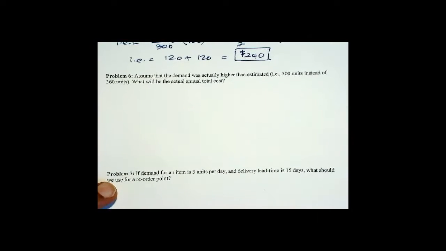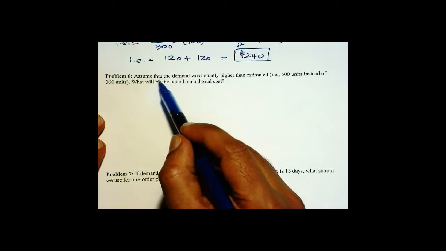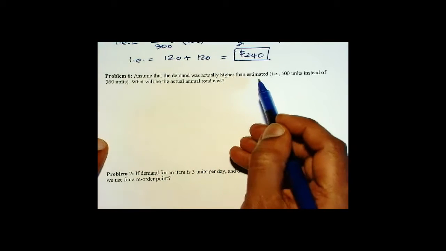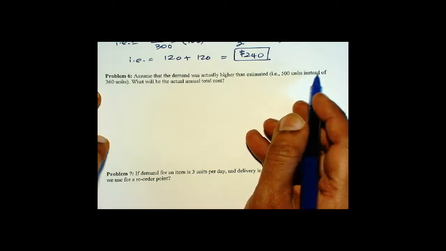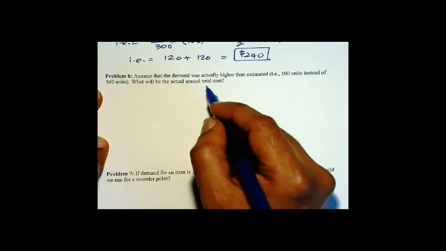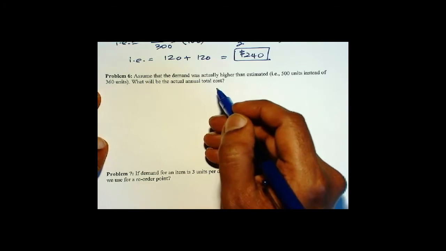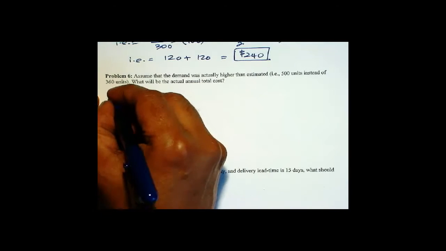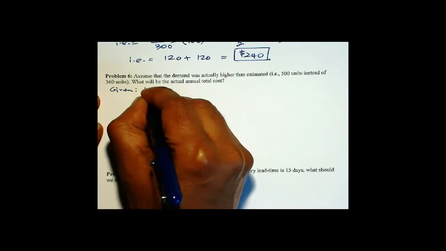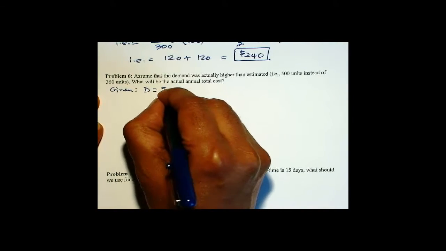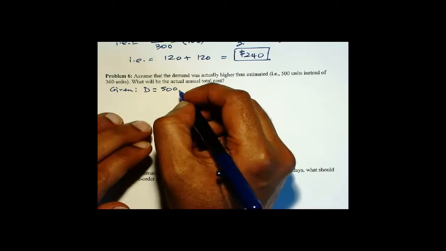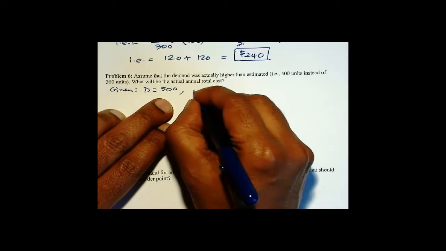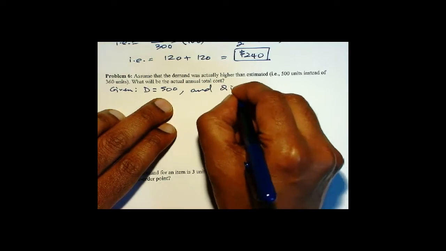We talked about robustness of the EOQ formula. So that's what we're going to do in this problem. So assume that the demand was actually higher than estimated. It is 500 units instead of 360. What would be the actual annual cost? And we will also find the difference. So given D is now 500 and not 360 as we originally assumed, and Q is still 300.